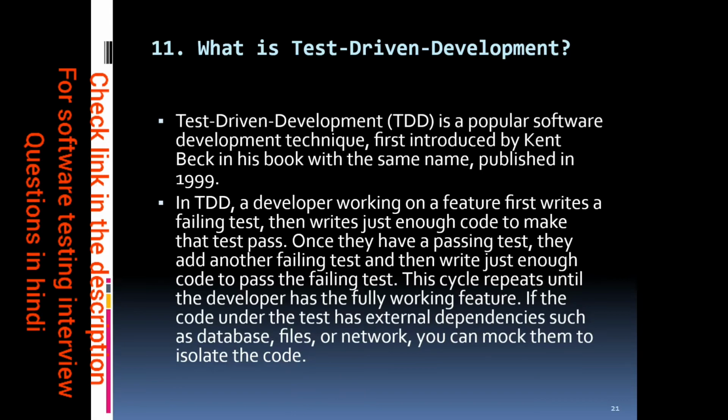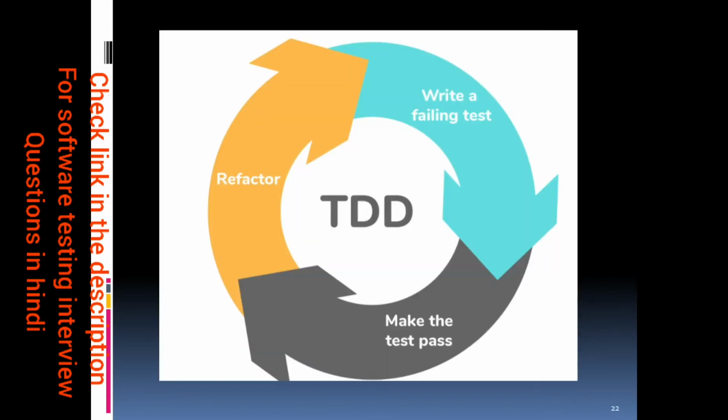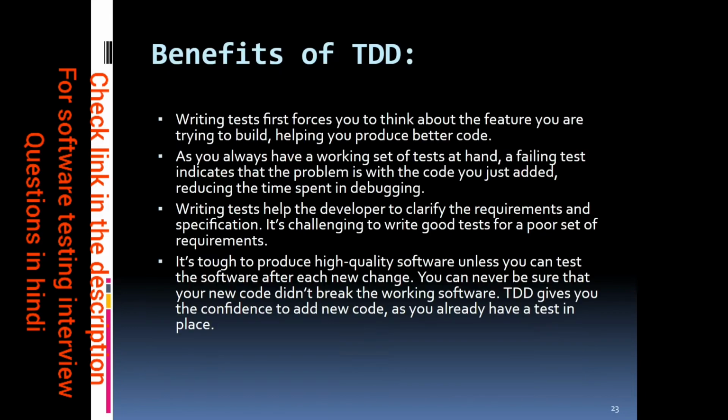If the code under test has external dependencies such as a database, file, or a network, you can mock them to isolate the code. So here's the diagram of TDD. Write a failing test, then make the test pass, and then refactor, and again.